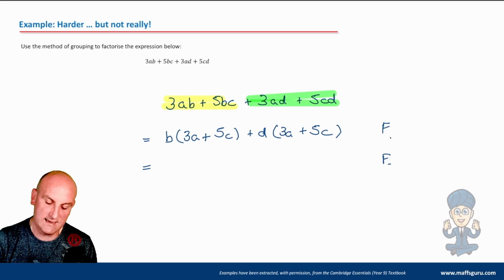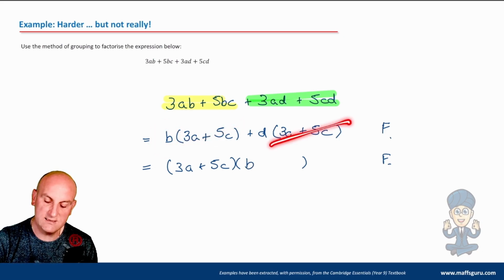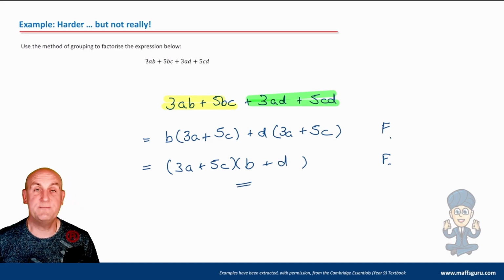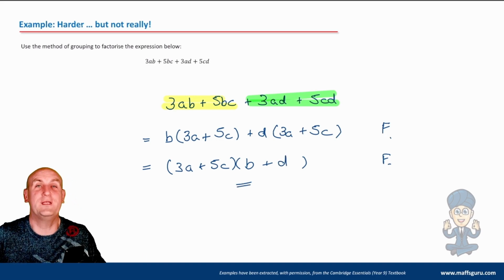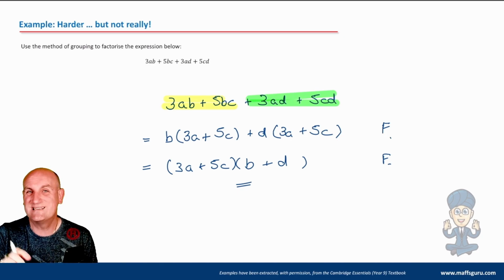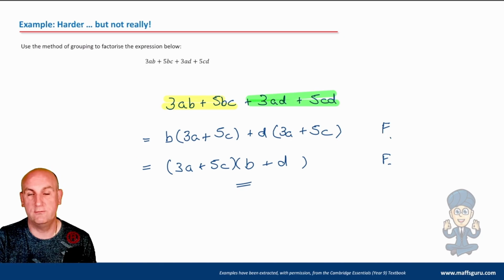So let me see, what can I take out? Well, I can see that the 3A plus 5C in brackets is common. If that disappears, I've got the B left. And if that is factorized out, I get plus D. And there we go. It doesn't matter that it's got letters in, because we can put letters in to try and confuse you to see whether you've understood or whether you're regurgitating.